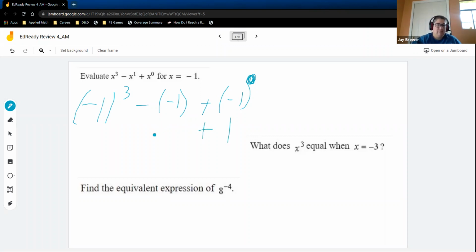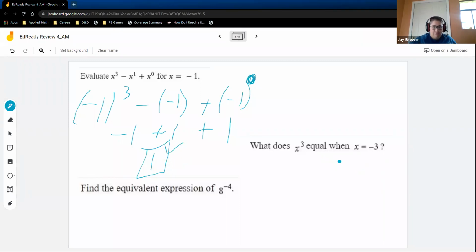Negative times a negative gives you another +1. -1 cubed is -1 times -1 times -1. So -1 times -1 is a +1. +1 times a -1 is a -1. So 2 minus 1 will give us 1.